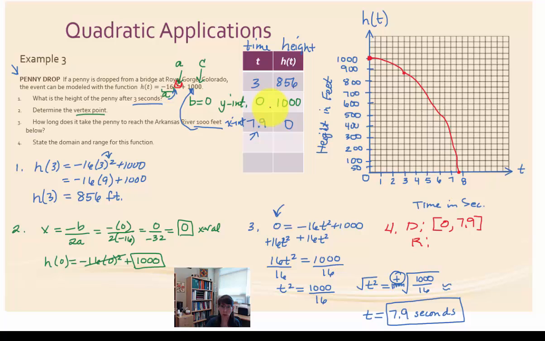The range deals with height. Our lowest height is when the penny is sitting right on the river, which represents the ground. That would be 0. And it's dropped from a height of 1,000, so it's never going to be higher than 1,000 feet. So that's our largest value for the range.